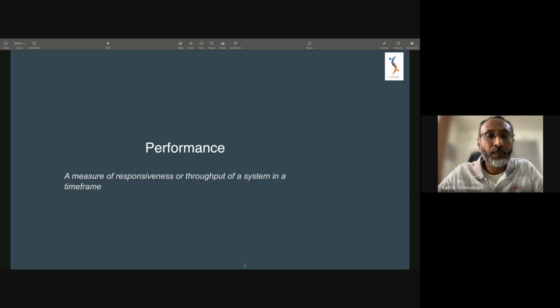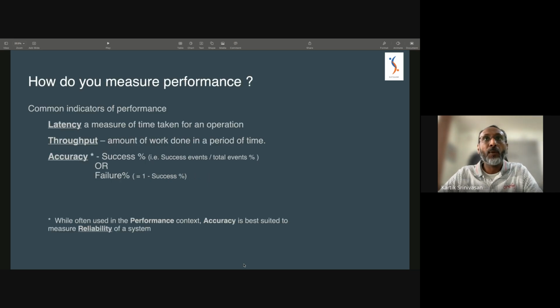Anyway, let's now talk about performance in a little more detail. We said that performance is the measure of responsiveness or throughput of the system. There are maybe two very widely used and one very controversially used indicators of performance, right? Latency is obviously a very key term. Latency is a function of speed, and it is really just the time taken for an operation to happen.